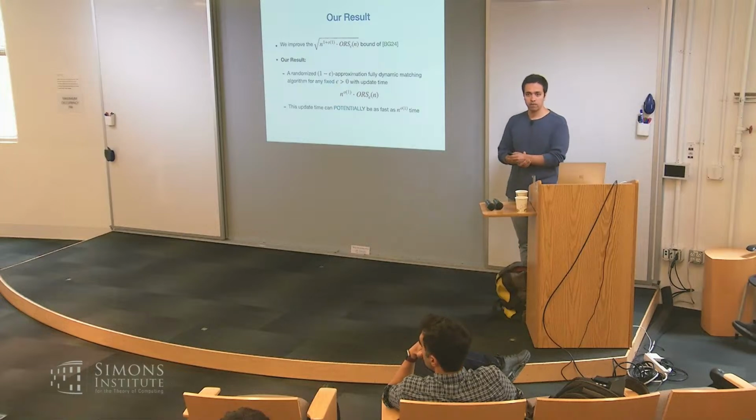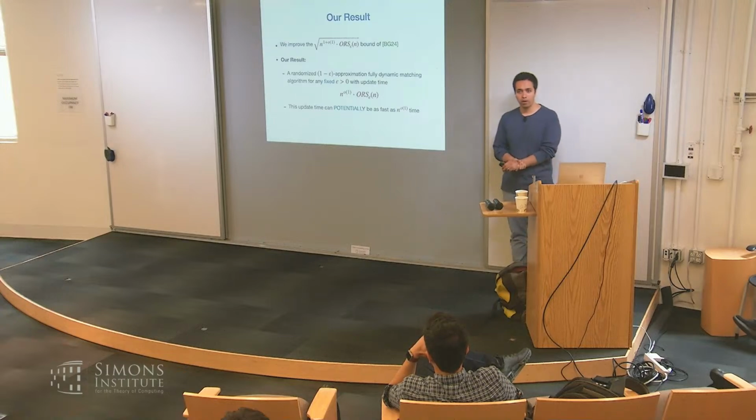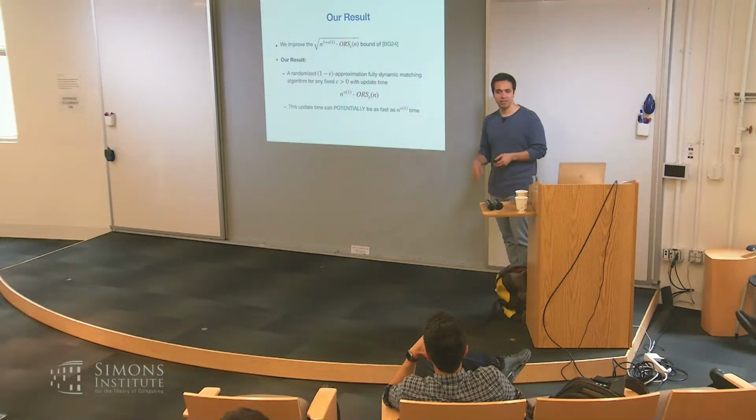So you see, we don't know anything about ORS except that it's somewhere between n to the small o of 1 and n. What are the beliefs? I don't know. I'm happy with either extreme. Anything in the middle, I'm very happy with.